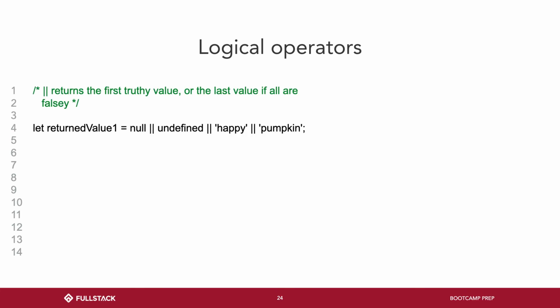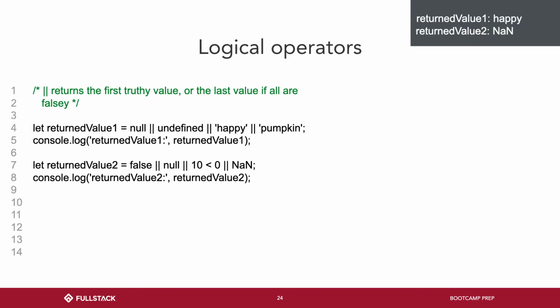So, or is completely different, right? Or returns the first truthy thing and the last falsy thing. So the first truthy thing is happy. So we get happy, because null and undefined coerced into booleans is false. So we see happy coerced into a boolean is true. So that's what we get into return value 1. Return value 2: false, null, 10 is less than 0, which is an expression that's false, and then NaN. So we get NaN over there, because all of these things evaluate false if coerced into a boolean. So we get NaN at the end, because that's the last thing.